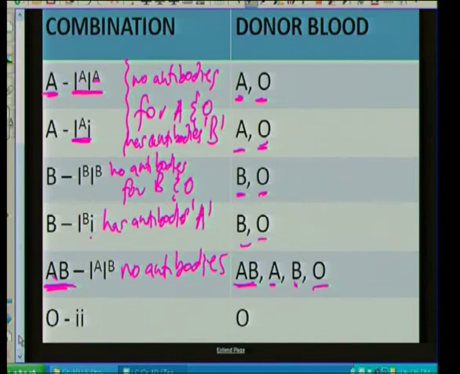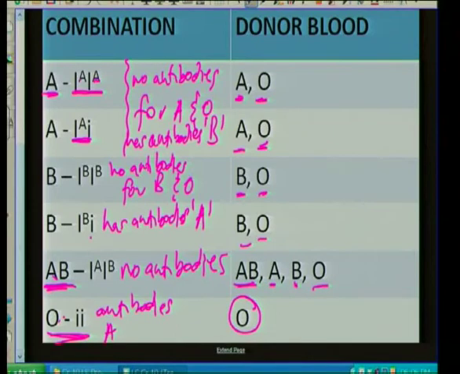And the last blood group is blood group O. You can see in a genetic problem, when you learn about it, it's denoted with two small i's because it is recessive. We'll worry about that later. This person can only get blood from blood group O. In other words, what does that mean to us? It simply means that this person has antibodies for A and B. So therefore, this person can only get blood group O.